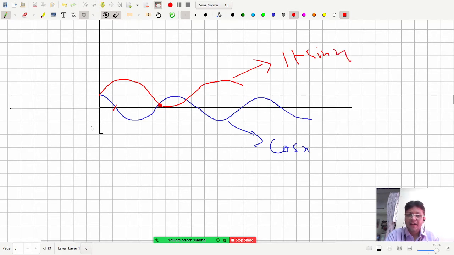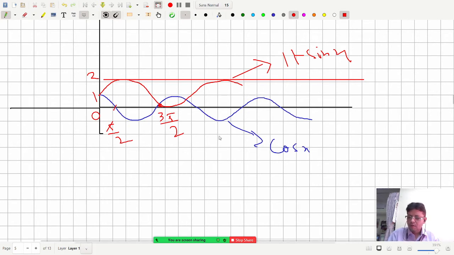At 0, 1 plus sin x will be 1, so this is 1, and this is 2. Actually, this is the y equal to 2 line, because the maximum value of 1 plus sin x is 2. This point is pi by 2. This is 3 pi by 2. At 3 pi by 2, 1 plus sin x will be 0. This is 5 pi by 2, and this is 2 pi.